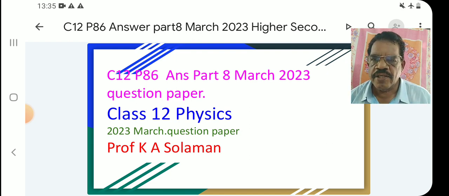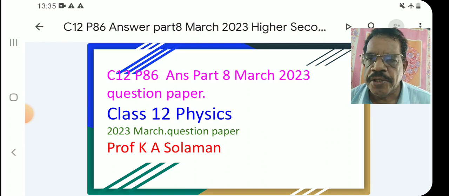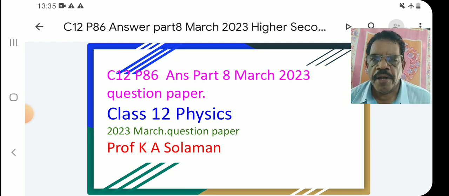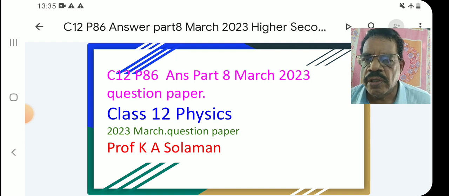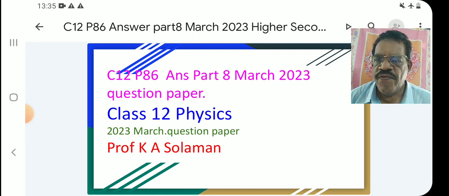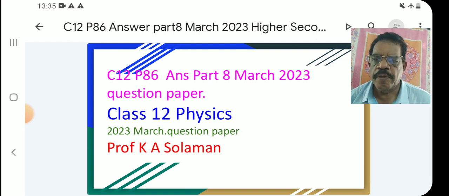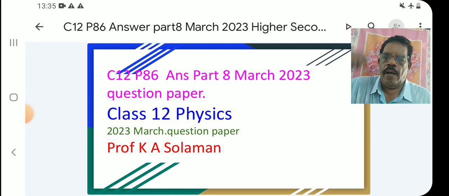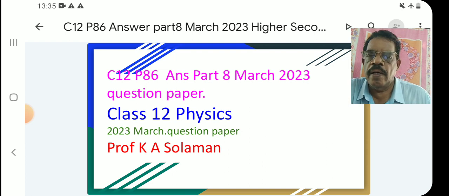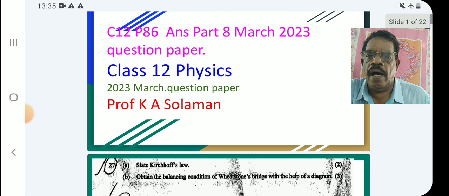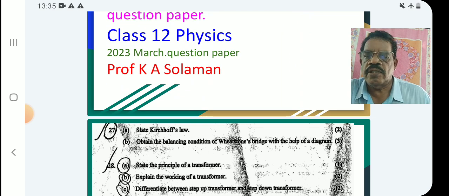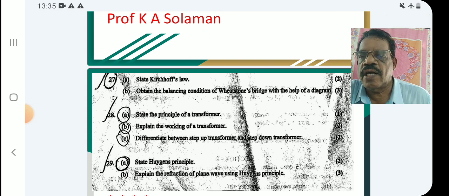Today we discuss the last part of the question paper, that is part 8 of the March 2023 Kerala Higher Secondary Board Physics Examination question paper. This is the last part, the eighth part. In the previous 7 parts, we have discussed all the questions, and only three questions are remaining that we discuss here. These last three questions are the 27th, 28th, and 29th questions.